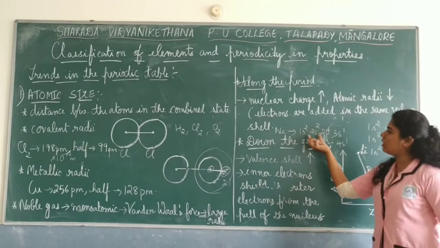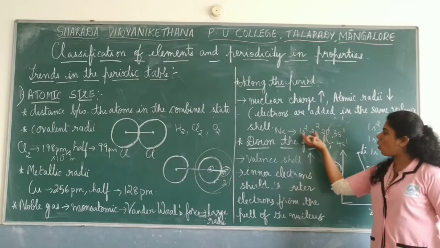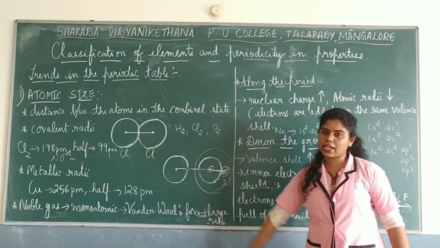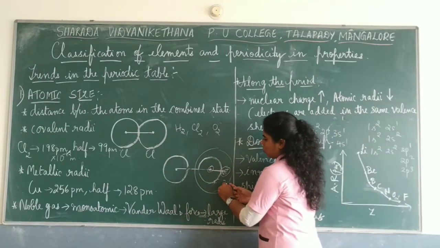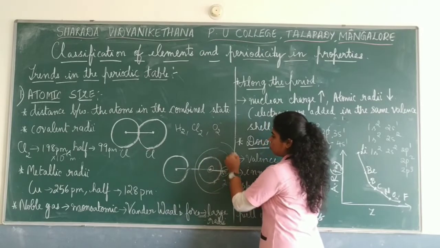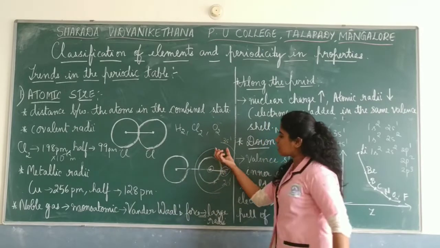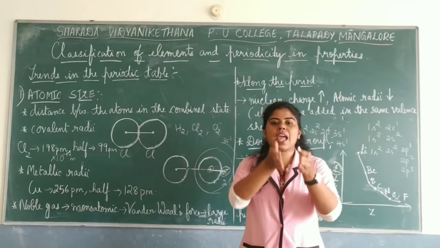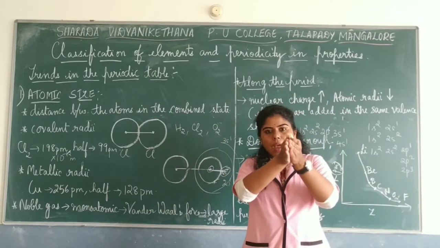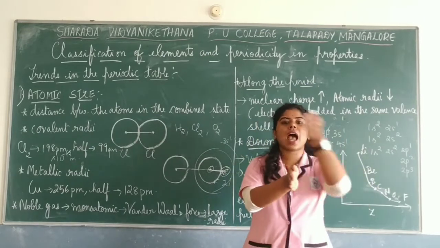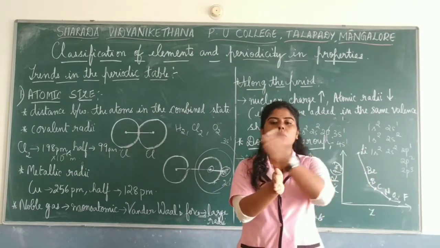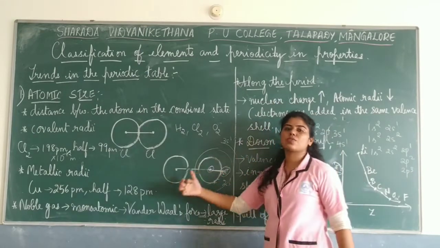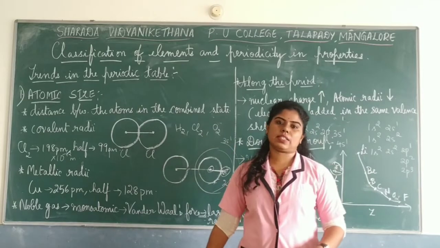They are almost fully filled, correct, 2s2, 2p6. So they are already filled. Outermost electron will be in the last one, that is the 3s shell. So these inner electrons, if suppose here it is 3s1, will act like a shield for them. They act like a screen. So they avoid the attraction between the nucleus and the outermost electrons or outermost shell. So they shield the valence electrons from attracting the nucleus.